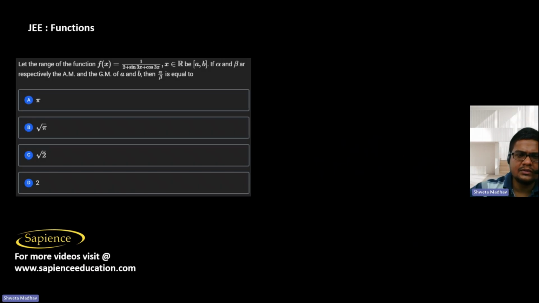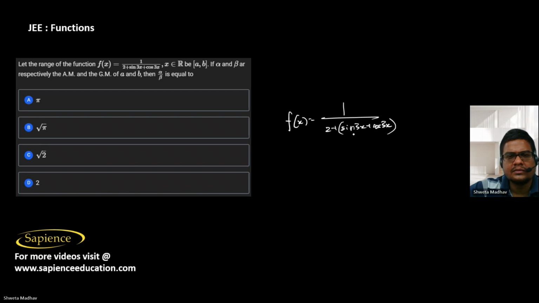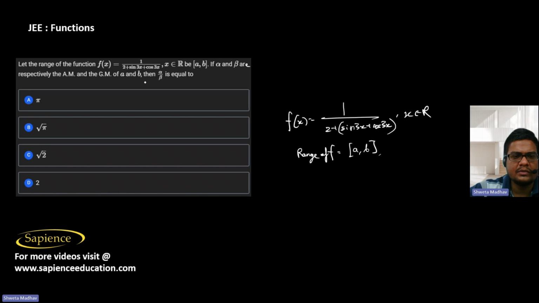So here it is told that let the range of the function f of x that is equals to 1 by 2 plus sine 3x plus cos 3x, where x belongs to R, and its range is given as a to b. If alpha and beta are respectively the arithmetic mean and the geometric mean of a and b, then alpha by beta is equal to.